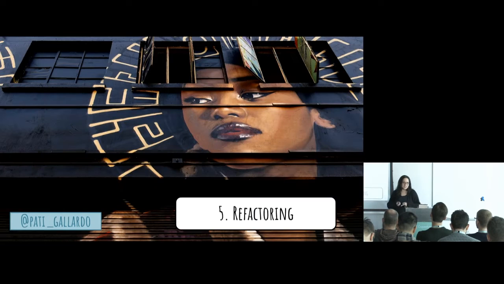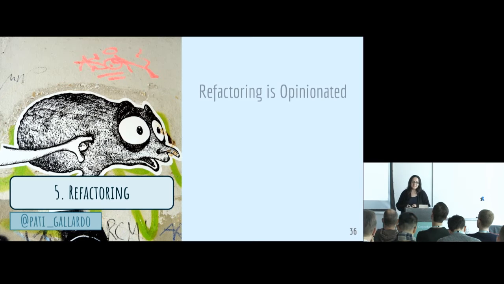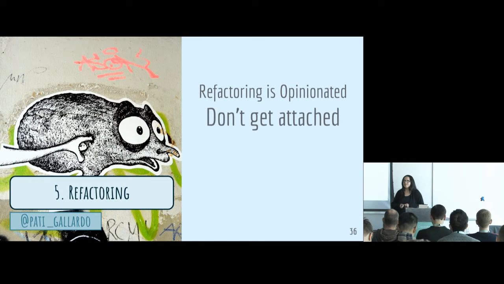And then we come to the most dangerous one, and that is refactoring. But we have to talk about refactoring because you're going to do it, and you should do it. The one thing that is important about refactoring is that it is opinionated. It is very opinionated, and there's no way to get around the fact that refactoring is opinionated. And so you have to do a temporary refactoring.